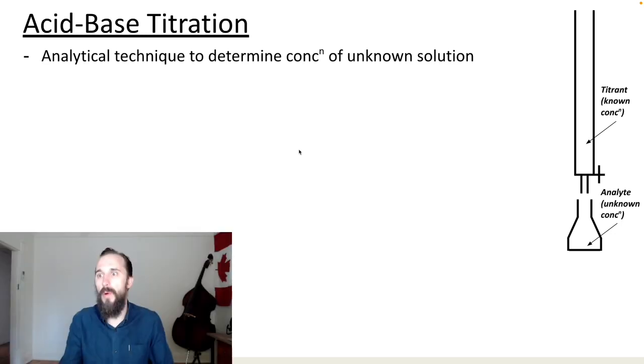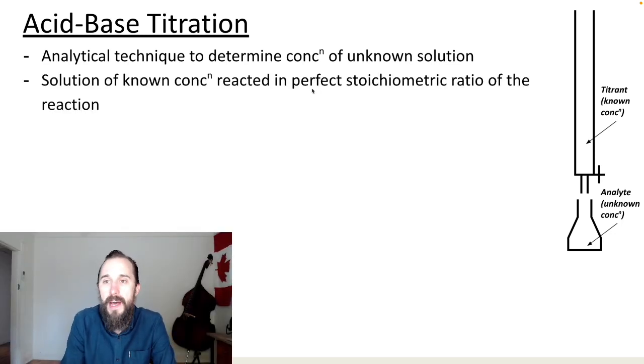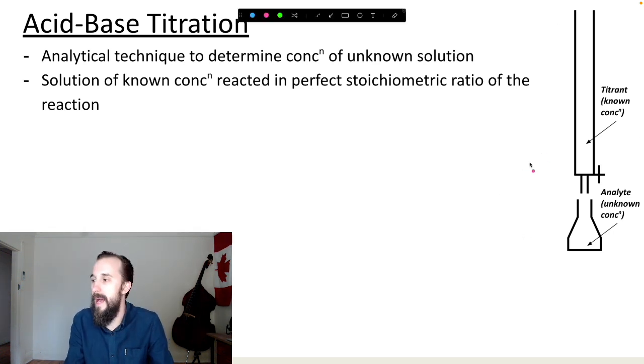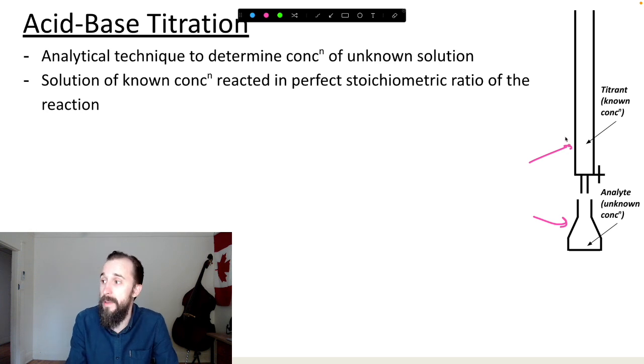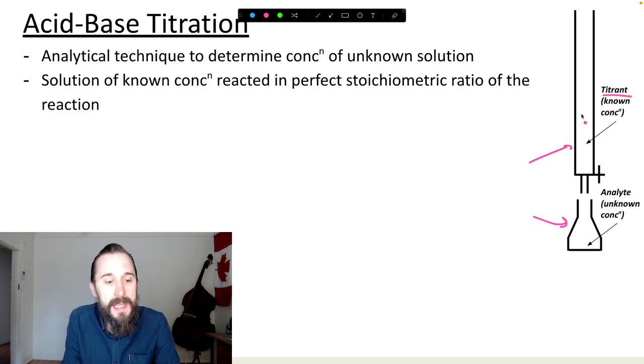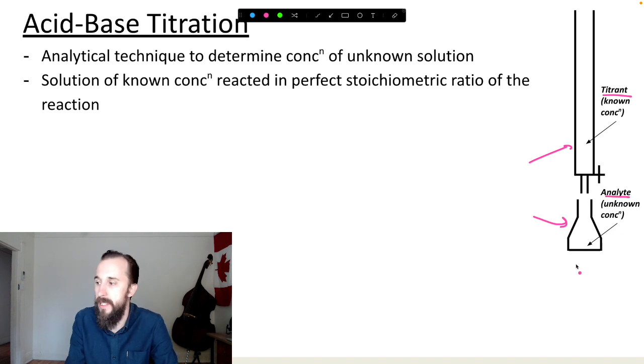It is very useful for determining the concentration of an unknown solution. And how you do it is you have a setup something like this, where you have a piece of glassware called a burette, and then you have your conical flask, and the idea is that you're going to mix these two, the titrant, which is the species in the burette, you're going to mix it with the analyte, which is the species in the conical flask, and you're going to react them in the perfect stoichiometric ratio of the reaction, so that you're able to determine an unknown concentration from a known concentration, just using some straightforward stoichiometric calculations.